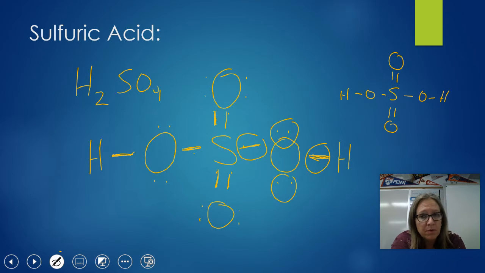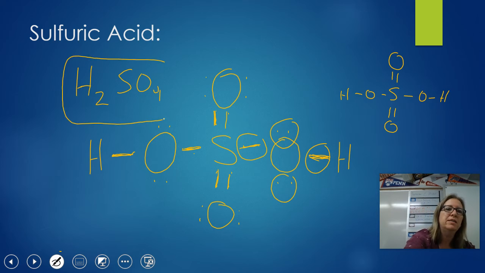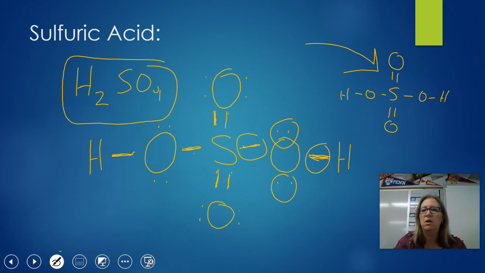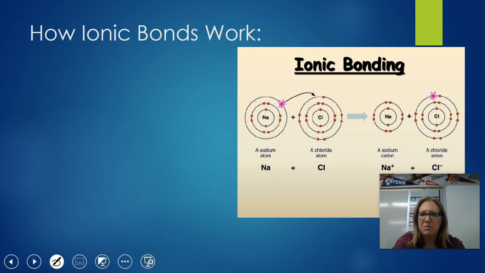And it might be some pretty complicated bonds, complicated formulas. We tend to write them down like this, but this is actually how they would bond together, okay? Chemistry 101. All right, now let's talk about ionic bonds.